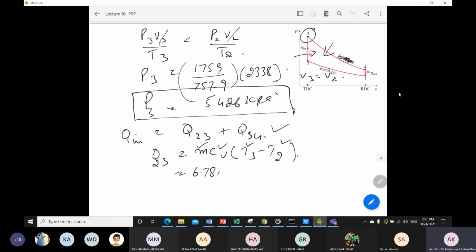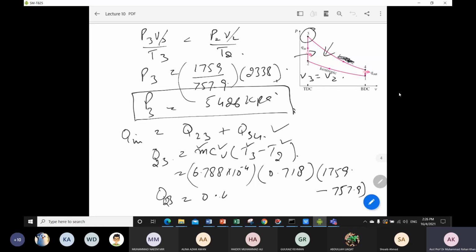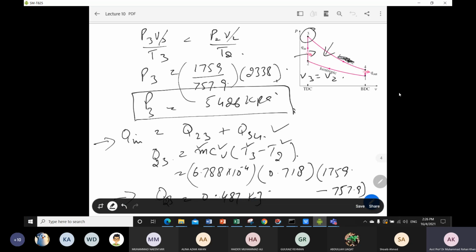So 6.788 times 10 raised to power minus 4, the Cv value is 0.718, the T3 value is 1759 and the T2 value is 757.9. You can solve it and you will get the value of Q23 as 0.487 kilojoule. So this is your value of Q23, and from there you can easily find the total heat transfer, which is Q in. So you can note it down, then we will move forward.